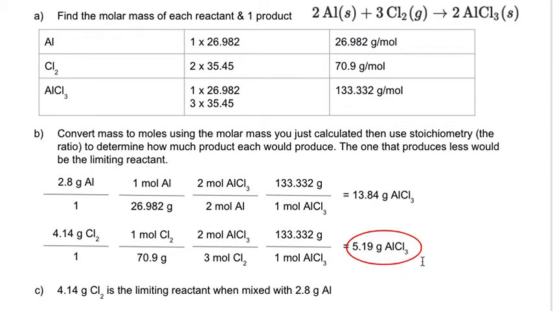You'll notice I circled this one because the one that produces less is the limiting reactant. So 4.14 grams of chlorine is the limiting reactant when mixed with 2.8 grams of aluminum. If we had enough chlorine, we could produce this, but with only 4.14 grams of chlorine, it can only make a maximum of 5.19 grams of AlCl3. So the total theoretical product that's being produced would be 5.19 grams.